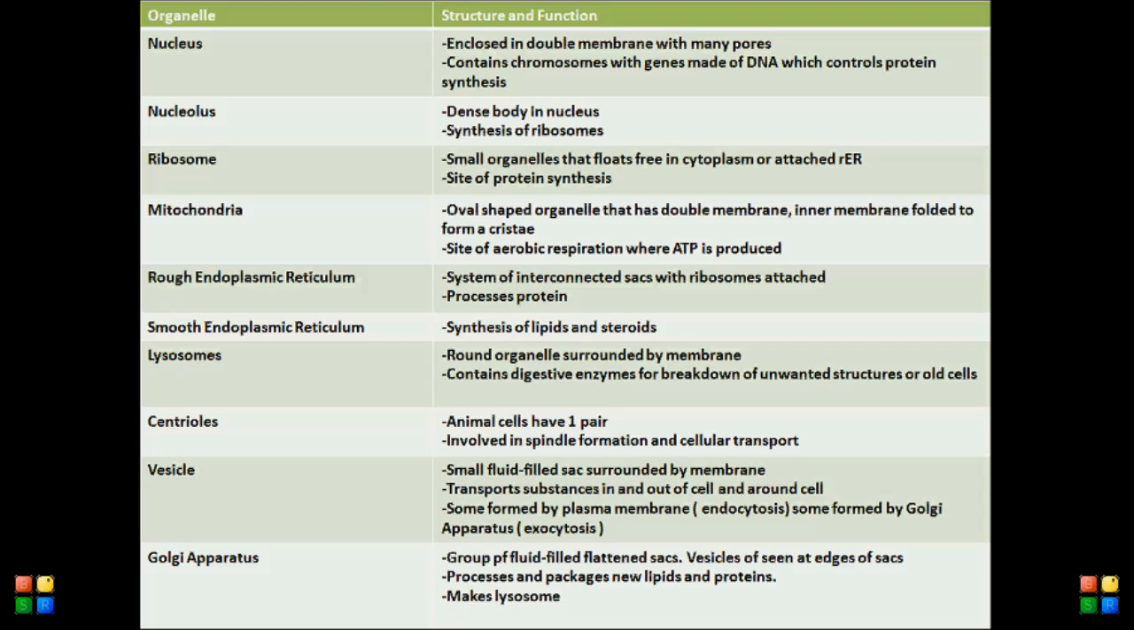Then we have the Golgi apparatus. Golgi apparatus is a group of fluid flattened sacs, and vesicles are often seen at the edges of sacs. Golgi apparatus is also one of the examiner's favorites, so please know it. And a Golgi apparatus processes and packages new lipids and proteins, and it also makes lysosomes. So therefore, I would highly recommend you to understand the structure and function of each organelle and know it by heart.